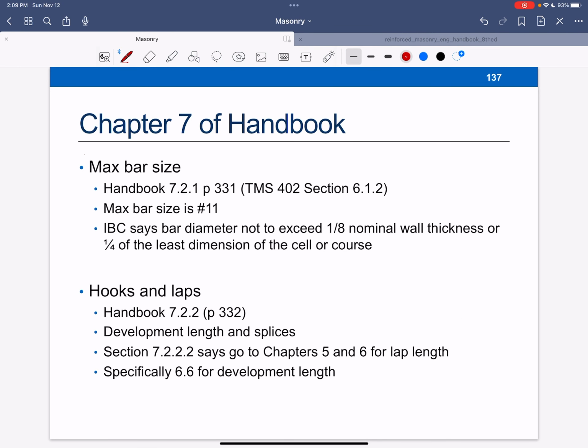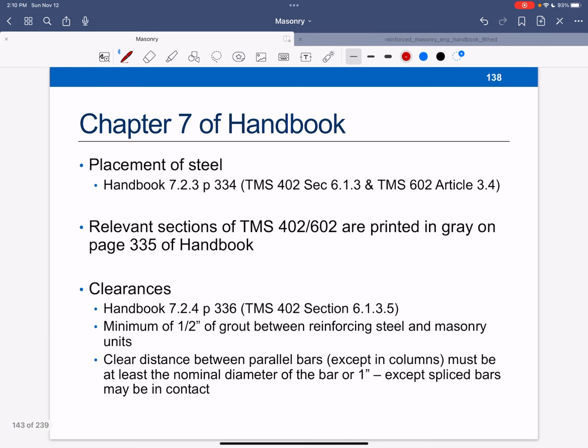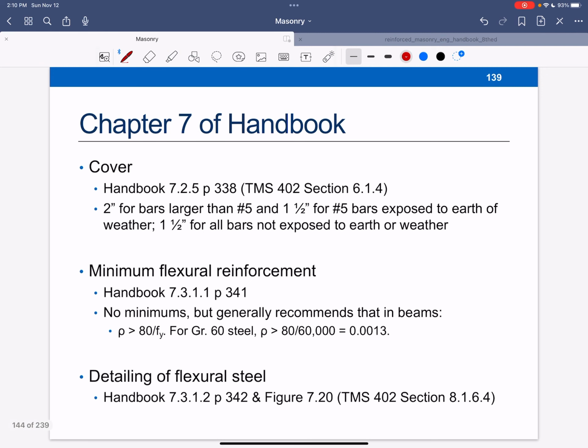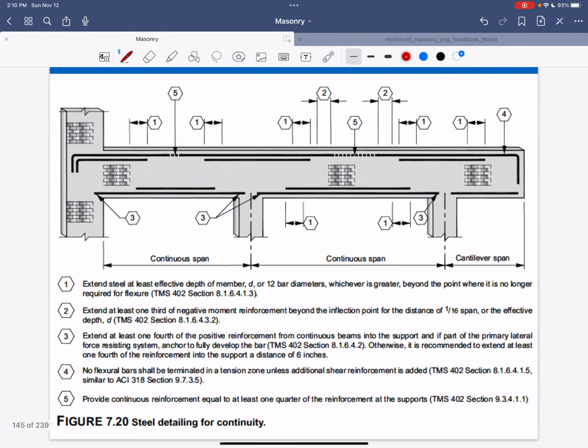I showed you the page in the handbook where we also had bars and spacing, and that same page has the hooks and laps and all these types of things. We're not going to go through this. This has a lot of detail, just like doing development lengths in reinforced concrete. So you have seen a lot of what this stuff looks like in the ACI 318 code. And so I'm confident that if you want to get down into this detail and you're doing a lot of masonry design, you can go check this stuff out. Same thing with clearances. We talked about the clearance on the example problem we did. Cover, all these different types of things.